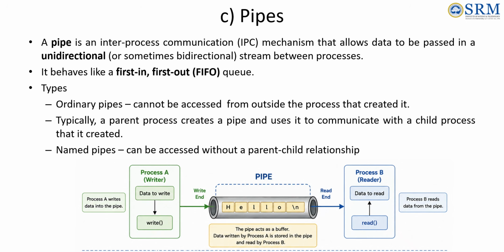The ordinary pipe is normally associated with processes that have a parent-child relationship. For example, a parent process can create a pipe and then create a child process. The parent and child can use the pipe to exchange data. Named pipes are more flexible. They can be used even when the communicating processes do not have a parent-child relationship. So, named pipes provide a more flexible mechanism for communication.